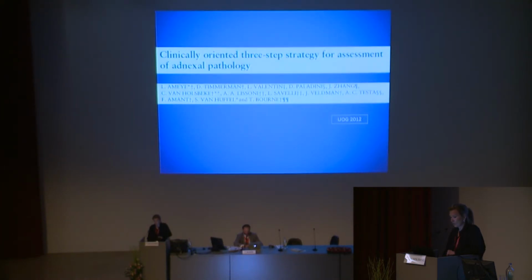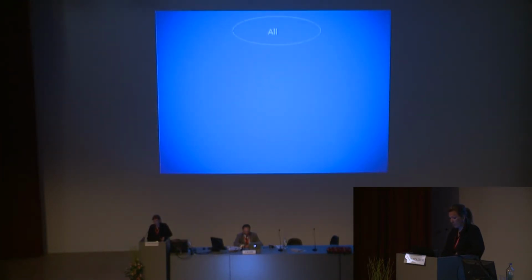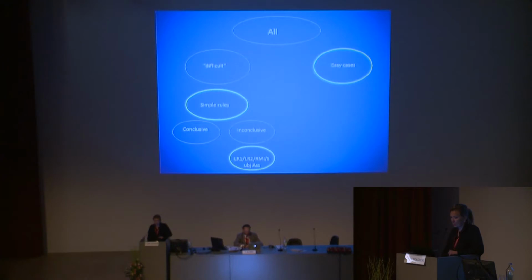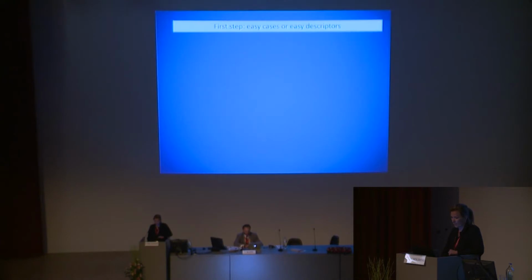This is another strategy that is developed by the IOTA group. It's a 3-step strategy, and I will first explain you how this strategy works. We start from all the patients, then we rule out the easy cases that everyone can discriminate as benign or malignant. That remains us with the more difficult cases. On these we apply the simple rules, and the cases that are conclusive can be discriminated as benign or malignant as well. And on the inconclusive group, we assess LR1, LR2, RMI, or subjective assessment.